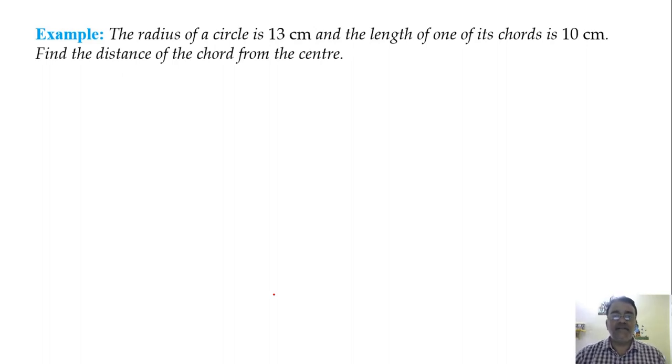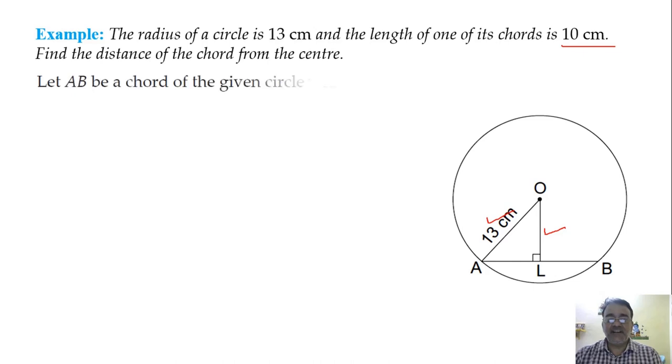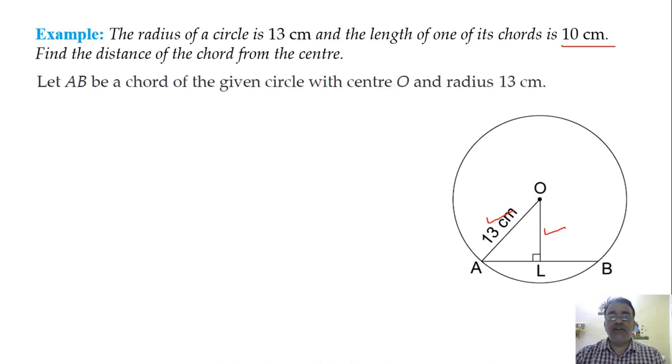The radius of a circle is 13 cm and the length of one of its chords is 10 cm. Find the distance of the chord from the center. So this is the diagram. Radius is given and the length of the chord is given, that is AB, and we have to find the distance of chord from the center, right? So we'll start with the first. Let AB be the chord of the given circle with center O and radius 13 cm, and OA is equals to 13 cm, AB is equals to 10 cm.